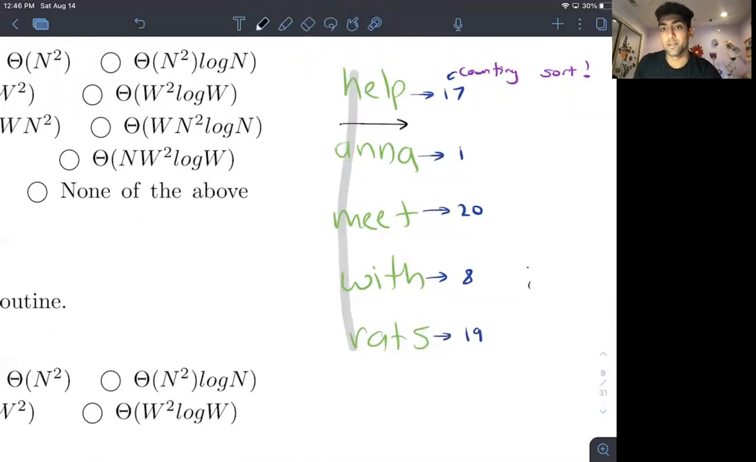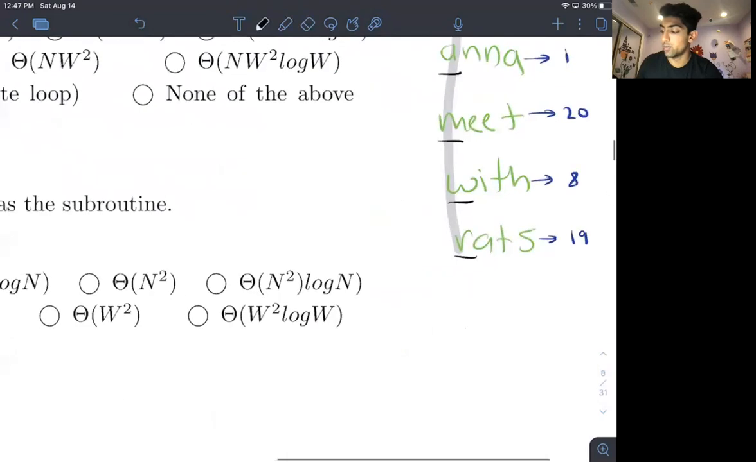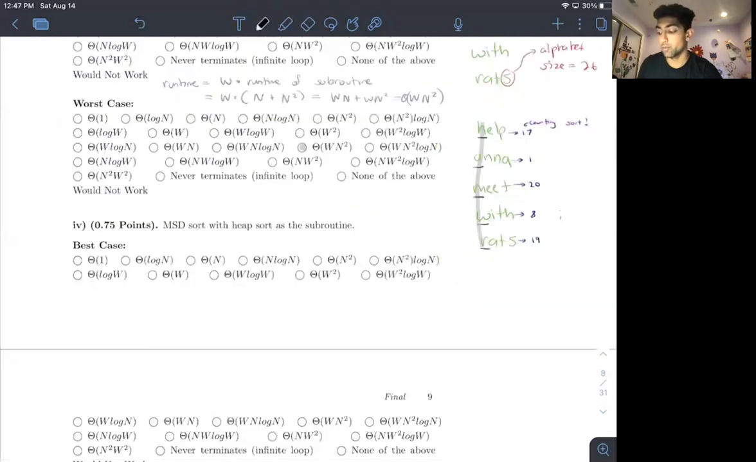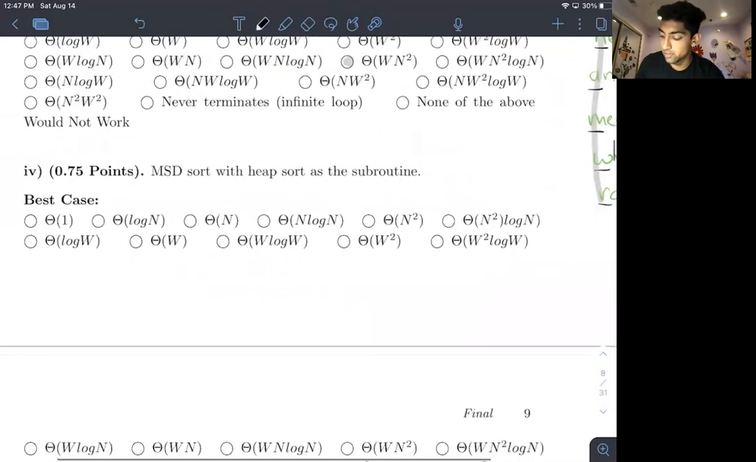In MSD radix sort, what's important to take away is that in the best case, which is the example here, all of these digits differ, in which case the first time around I can put them in different partitions and we're done. So in the best case, we only need to call our subroutine once.